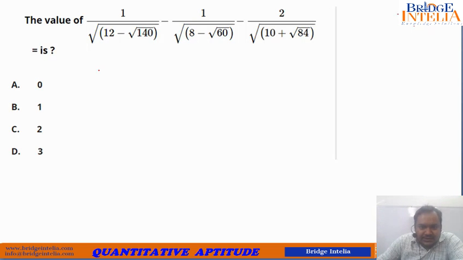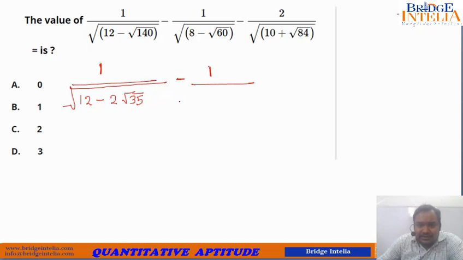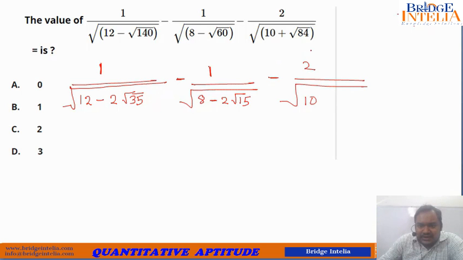The given terms are basically 1 divided by under root of, leave 12 as it is, minus, you see 140 is equal to 35 into 4, so this can be written as 2 root 35. The second term is 1 by under root of, leave 8 as it is, 60 can be written as 15 into 4. So 4 comes out, and this becomes 2 root 15, minus 2 divided by under root of, leave 10 as it is. 84 is equal to 21 into 4, so this can be written as 2 root 21.